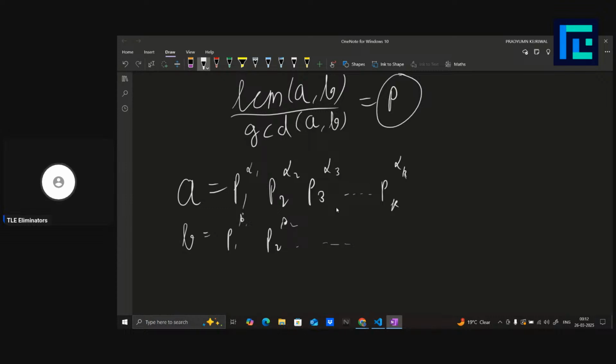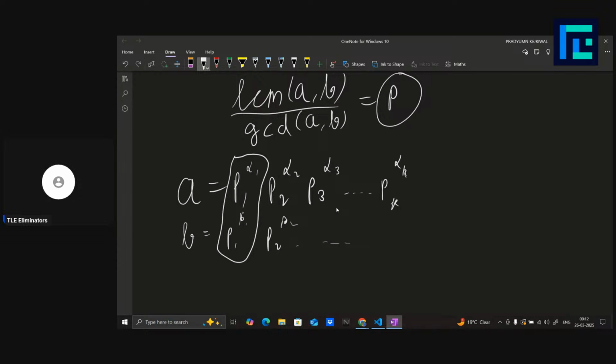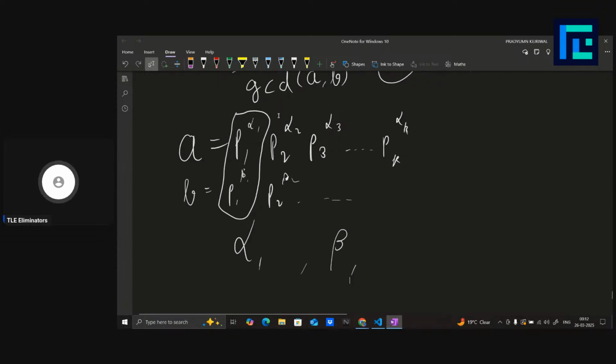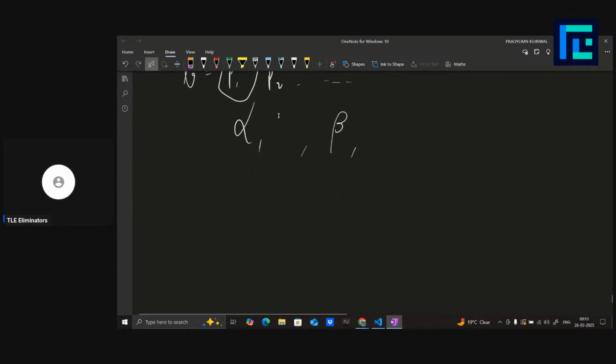So if we look at it prime by prime, like let's say we look at p1. If we look at p1, then in the LCM of a comma b, what is the power of p1? Like if in a the power of p1 is alpha 1 and in b the power of p1 is beta 1, then in LCM of a comma b, what is the power of p1? It is the max, right? The max of alpha 1 comma beta 1.